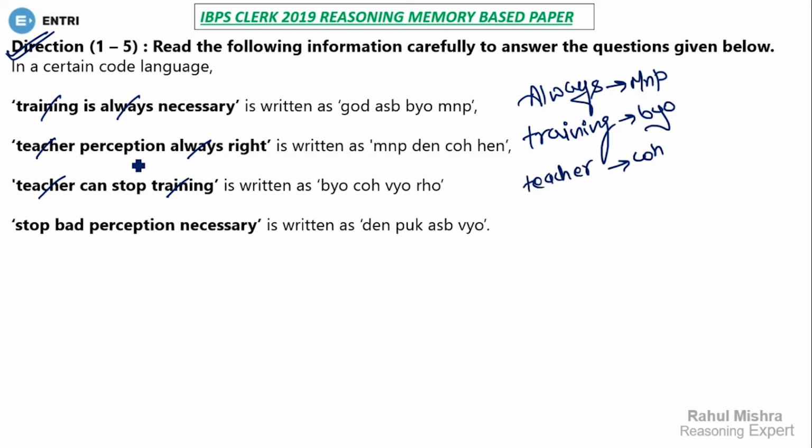Now just compare first with fourth. I can see necessary is common in both. So what will be the common code for necessary? That is ASB. ASB is common in both, and necessary is coded as ASB. Now second with fourth, I can see perception is common. So the perception code will be common in both statements. I can say that is DEN. So perception is written as DEN.